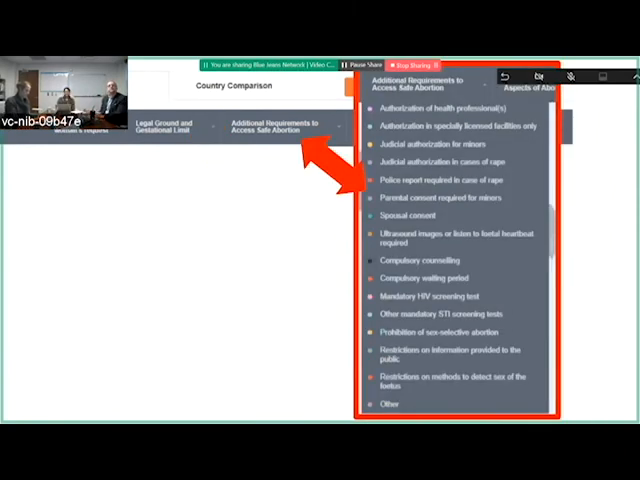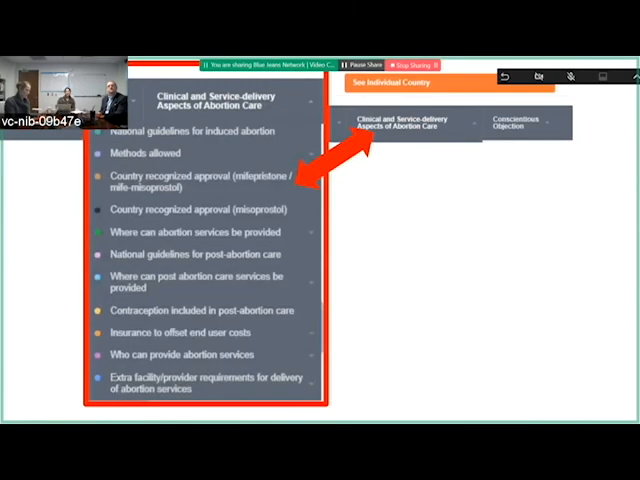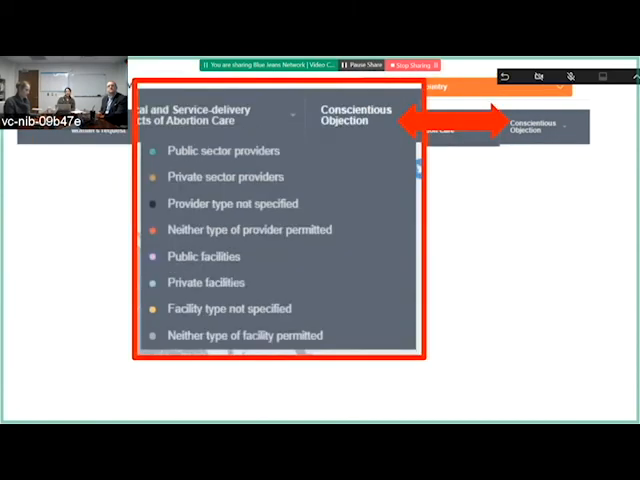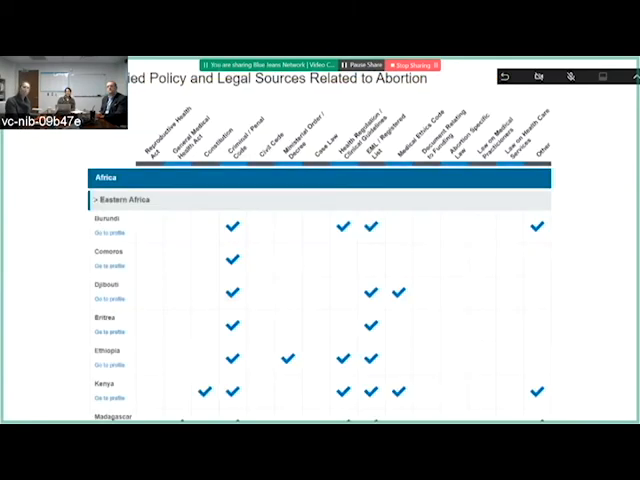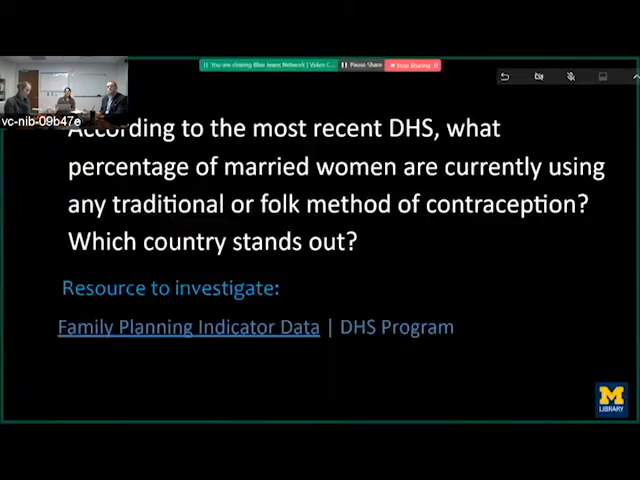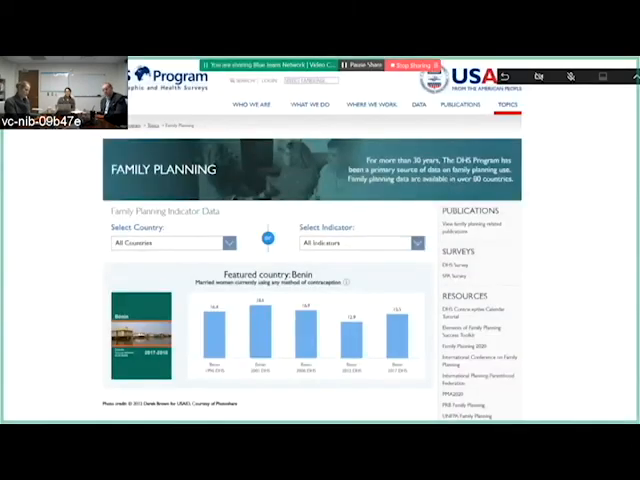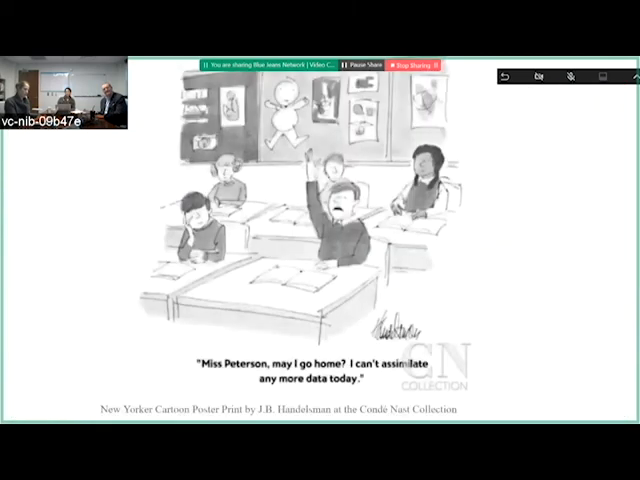Again, I increased the size of that so you could see what's there. You can see some of the service delivery aspects. And then the conscientious objection information, which I highlighted there. And then again, looking at policies. And again, it's really about investigating these. I'm going to go ahead and skip over this last question because I'm just going to allow you to investigate that on your own. But I'm going to this very last slide because it's very important.